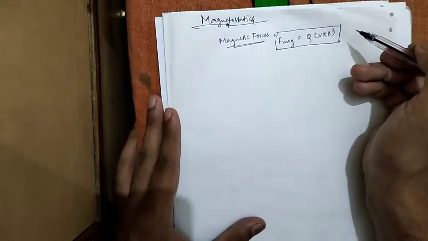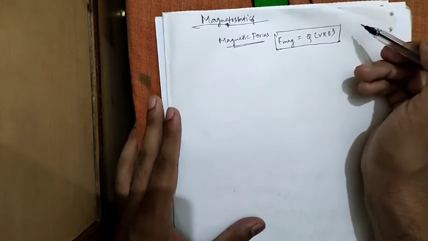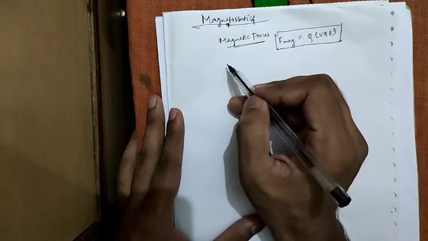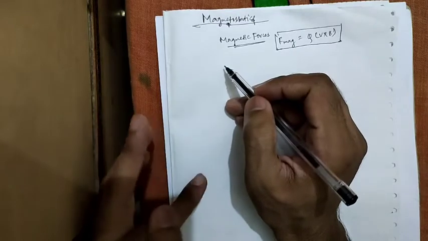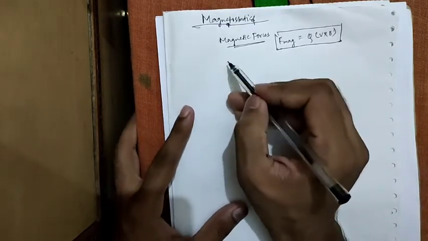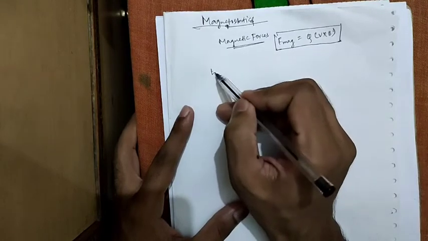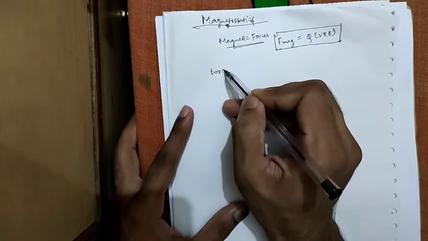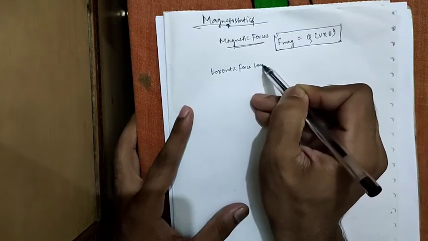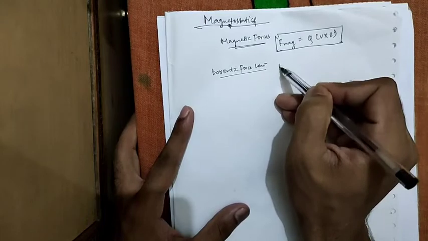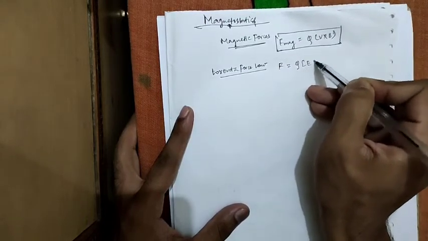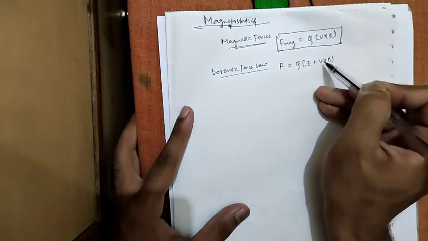And the Lorentz force: if the electric field is also present with the magnetic field, then the charge experiences an electric force also, which is qE. The resultant force of the electric field and magnetic field is given by the Lorentz force law, which is the resultant force equals q(E plus v cross B).